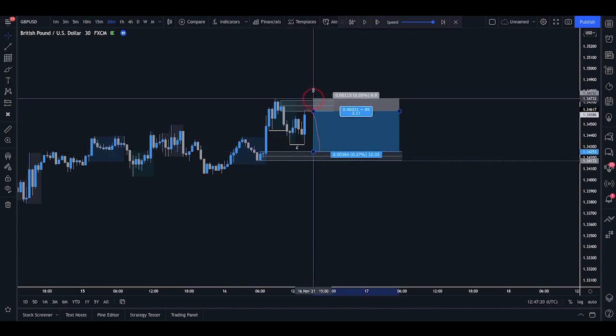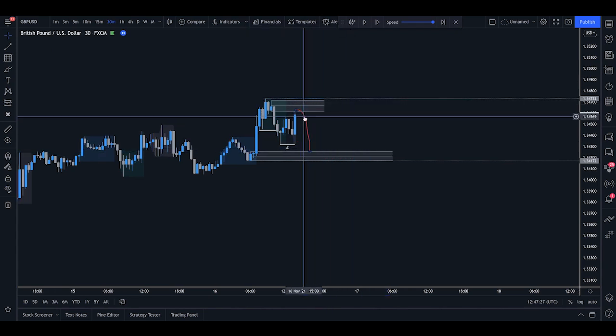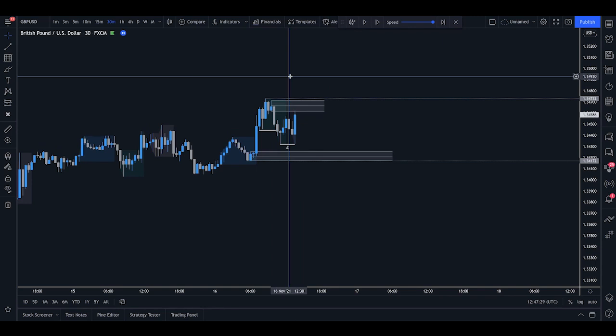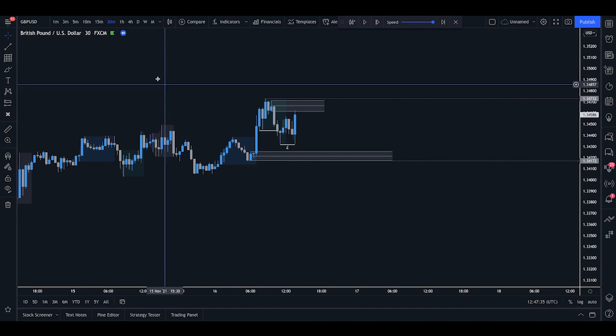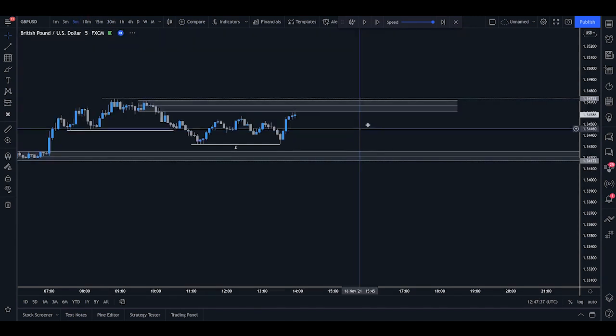So how do we formulate the position around this? I'm going to show you that on the lower time frames, and we will carry out this process. Then I'll show you one or two more examples within this video of formulating targets, because it's obviously a very quick process, so it will be good to see quite a few different examples.